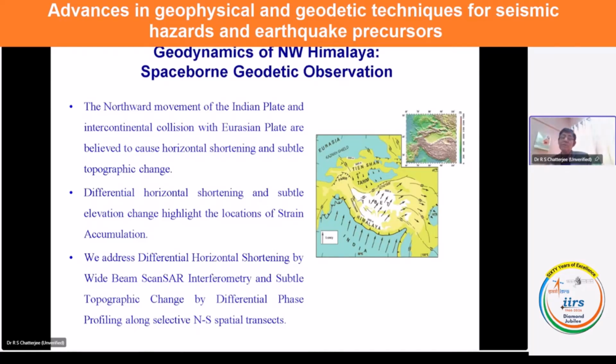And all along the Himalaya, a comparatively dense network of CORS stations has been established, and that CORS station data is available to anybody from government organizations, and also PSUs and private organizations can access it with some conditions. So you can access this data and you can get how much strain is getting accumulated, which is the area of maximum strain accumulation, that kind of spatial analysis you can do.